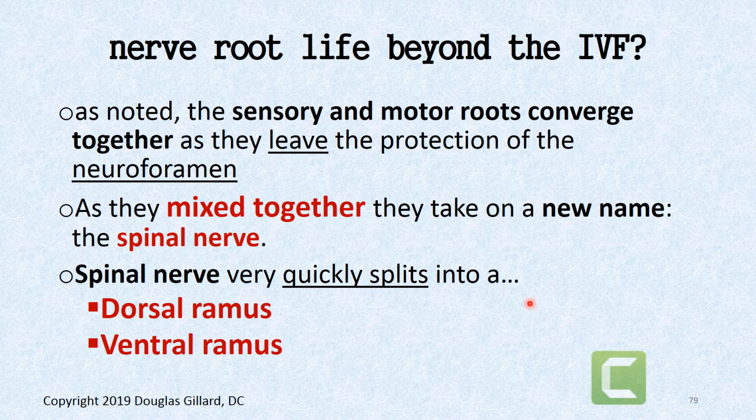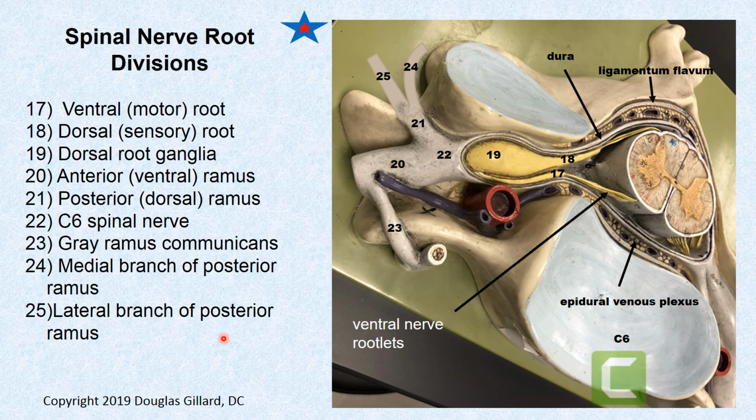Okay, life beyond the IVF. I just told you about that. Spinal nerve is a mixed nerve. It splits quickly into dorsal and ventral rami. Some books call that, even Kramer calls it, I think, a dorsal primary rami. Gray's doesn't call it that, and I go with Gray's Anatomy. Snell doesn't call it that either. So there's a split on what to actually call these. Unfortunately, Kramer is a board book, and Gray's is a board book, so which one they'll use is beyond me.